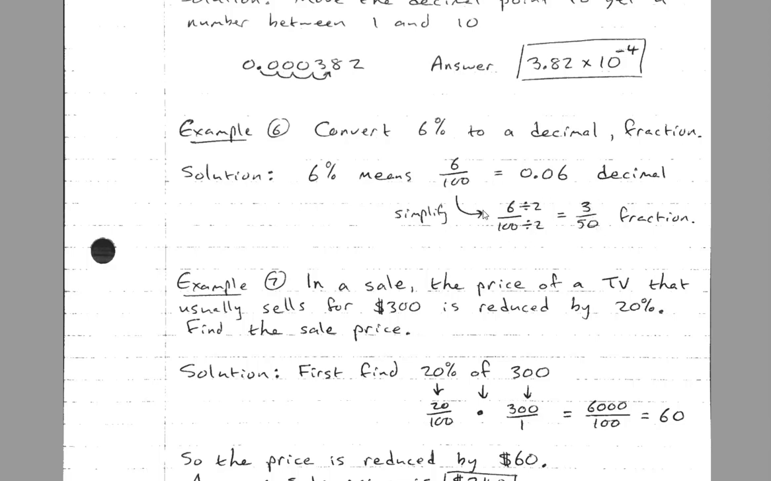And as a decimal, it's 0.06. So converting a percent to a number, you can write it as a decimal or a fraction.